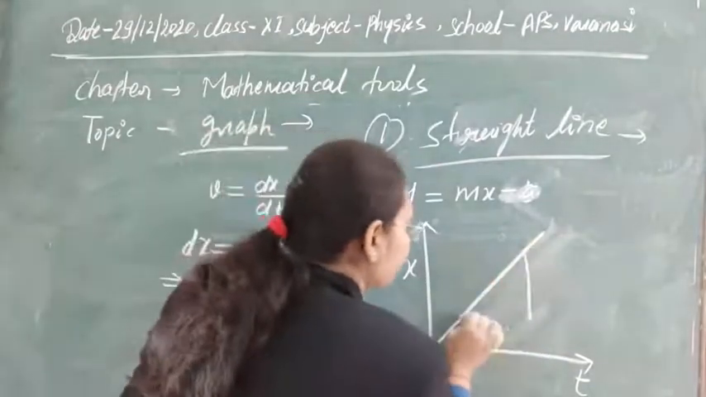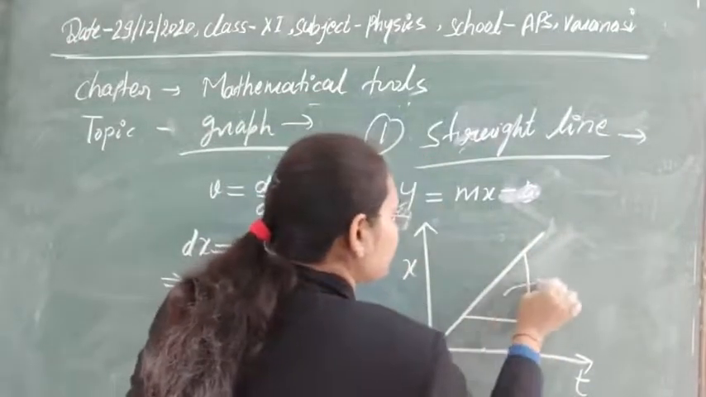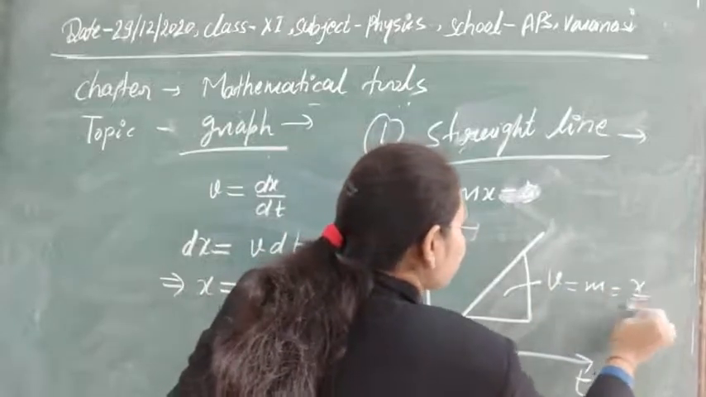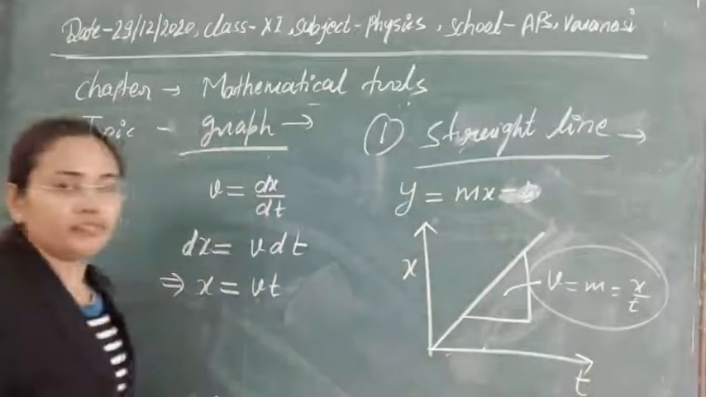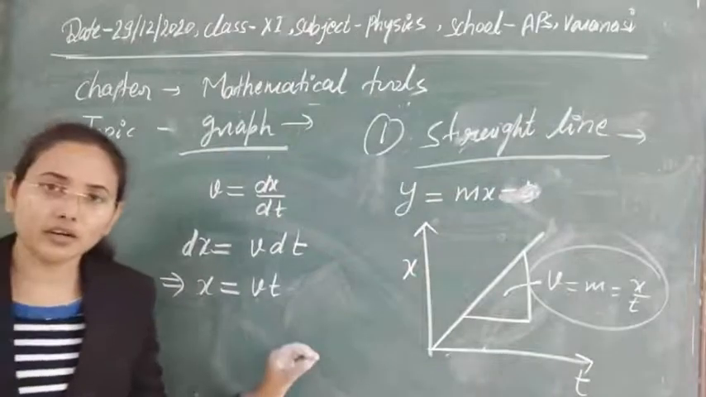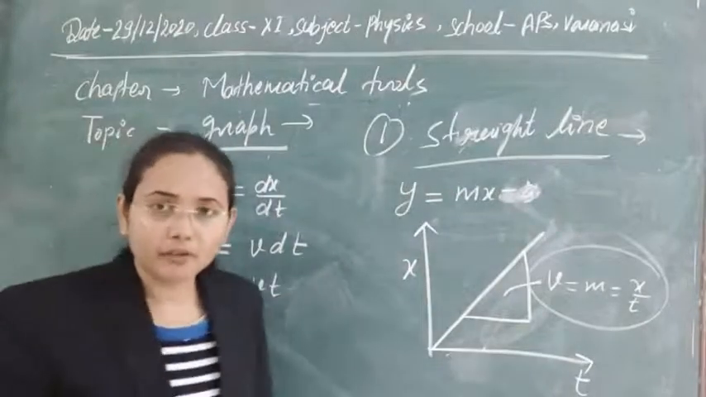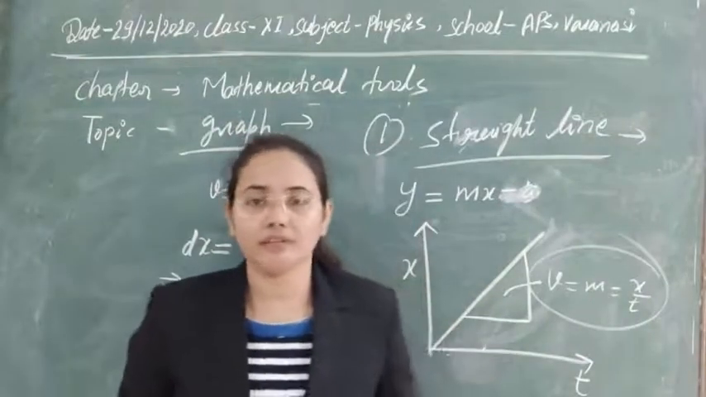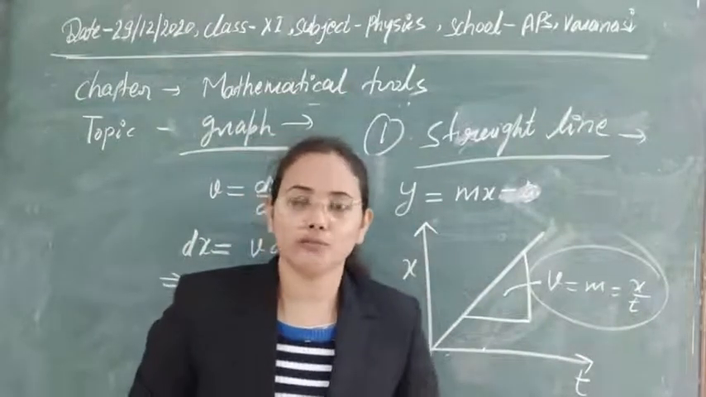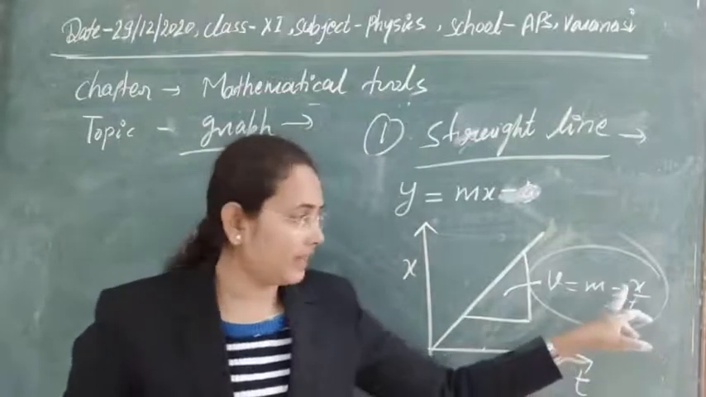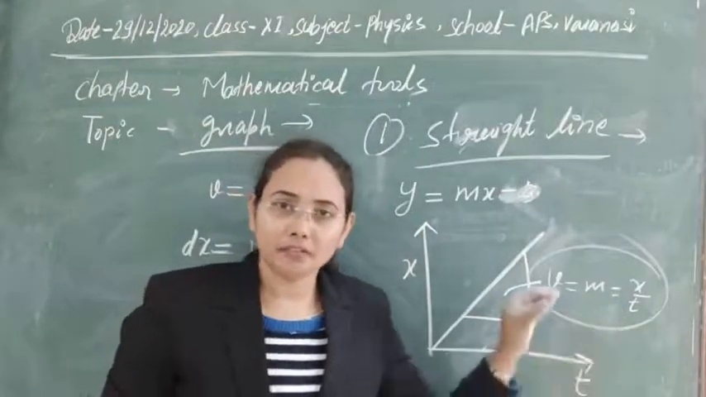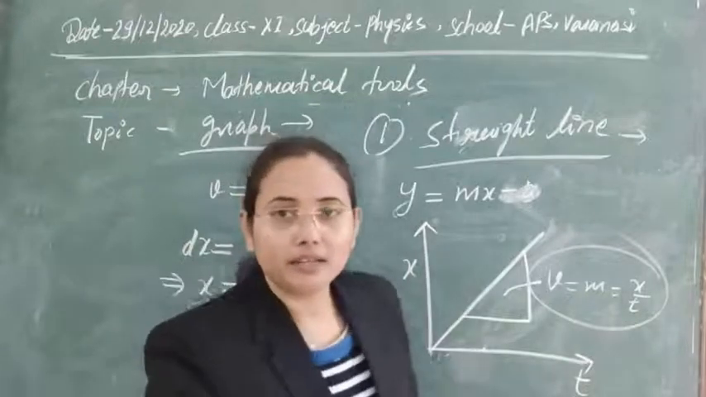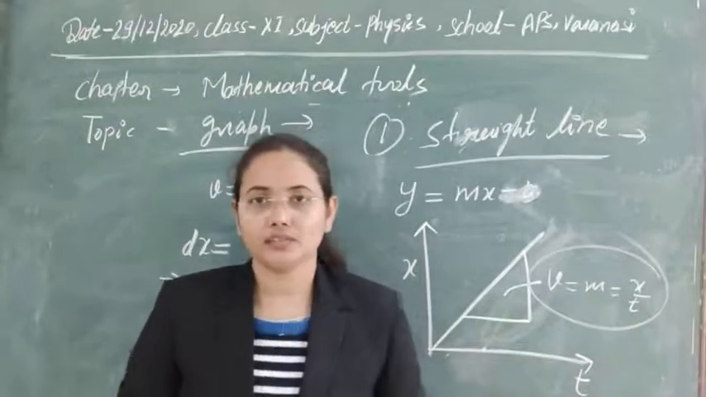If you take the slope of this graph, that slope is equal to x by t. This is the way to calculate the velocity of the object. So with the help of a distance-time graph, if you have to calculate velocity, you definitely have to take only the slope of that graph. Now these graphs help us calculate physical quantities very easily. I think this concept of the straight line is clear, students.